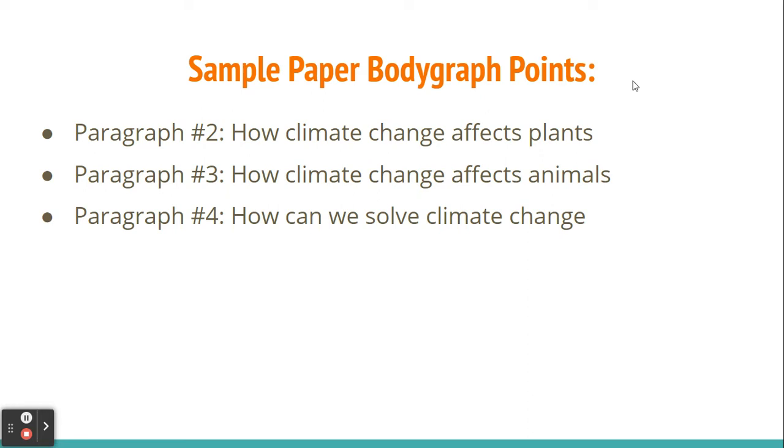So if we think back to the example introduction paragraph I showed you, that student was writing about the extinction of plants and animals and how human beings can solve this problem of climate change. So for her, she chose to write about 3 different points. So she made 3 different body paragraphs. For her first body paragraph, she wrote about how climate change affects plants. That's one point. Her second body paragraph talked about how climate change affects animals. That's another point. And then her third and final body paragraph was about how we can solve this issue of climate change. So that's her third and final point.